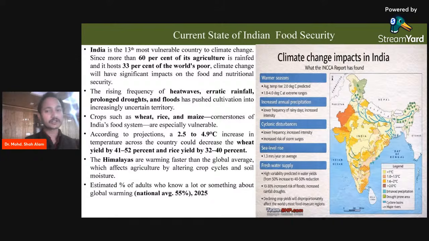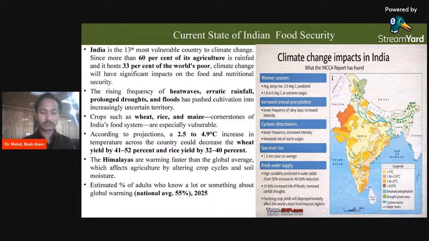Next slide shows the current state of Indian food security. India is the 13th most vulnerable country to climate change. Since 60% of Indian agriculture is dependent on rainfall, so it is rainfed, and it contains about 33% of the world's poorest population. Among them, climate change will have a significant impact on their food and nutrition security. Increasing heat waves, erratic rainfall, drought, and floods are already affecting crop production. Major crops such as wheat, rice, and maize, which are the cornerstones of the Indian food system, are especially vulnerable.